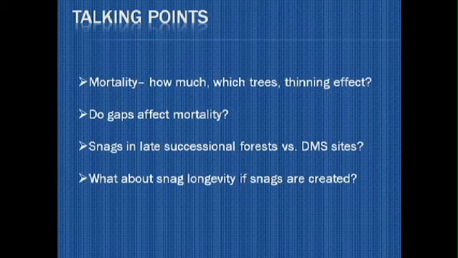And then I'll change gears a little bit and talk about snags and late successional forests and how those compare with what we see at the DMS sites. And then I hope to present some evidence that it may be a wise idea to create some snags. One of the issues with that is how long these snags are going to last, so then for continuous habitat, I'll also take a little look at that.